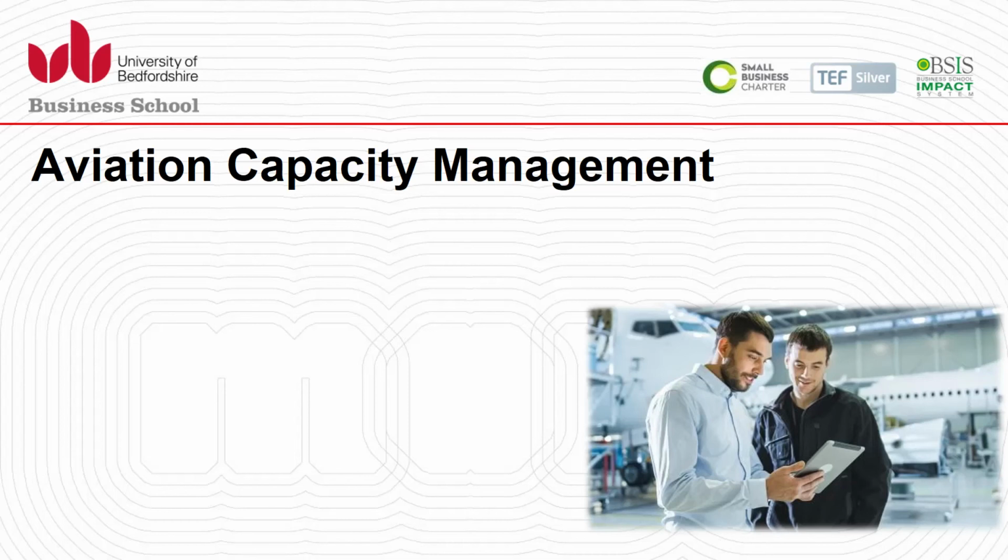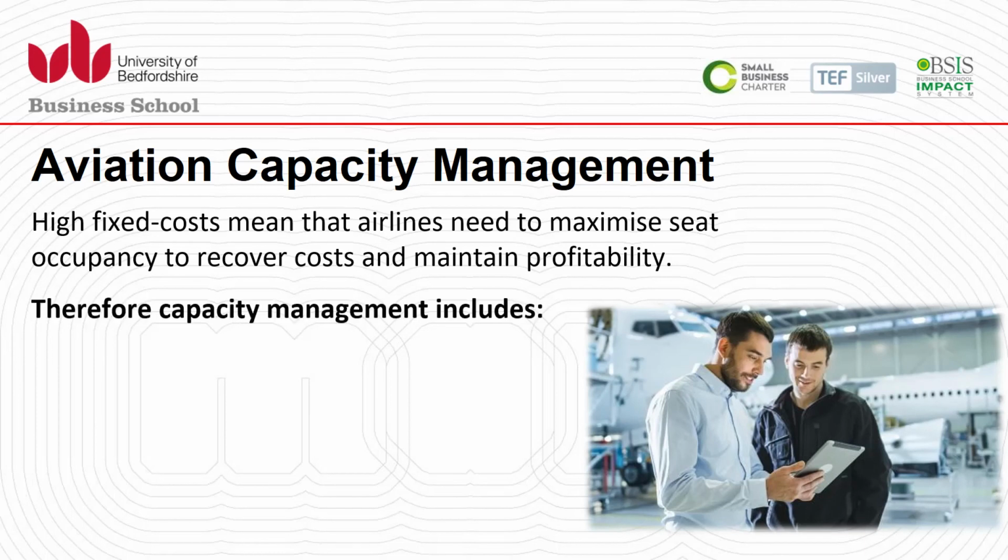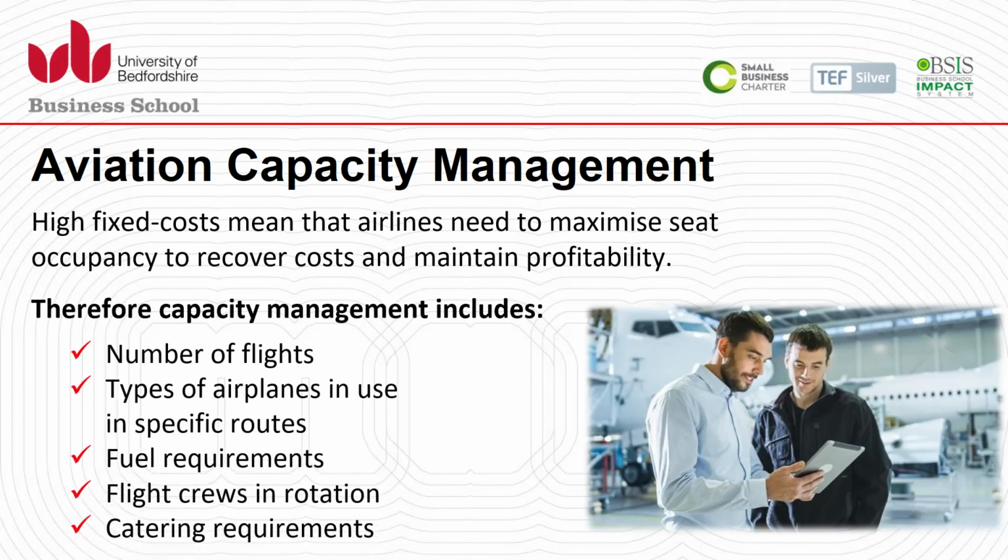So the rate of aircraft movement on the runway or taxiway results in a given level of delays. For example, we have to think that the high fixed cost means the airline needs to maximize seat occupancy to recover cost and maintain profitability. Therefore, capacity management here includes, for airlines, the number of flights they have to operate, types of aircraft in use on a specific route, fuel requirements, for example, flight crews in rotation, and catering requirements. So long-term capacity planning is important for the airline.